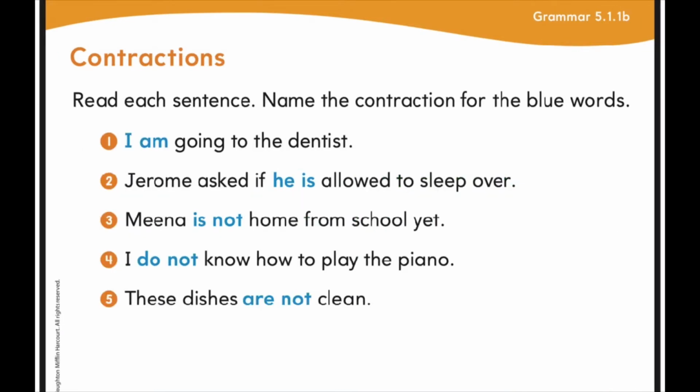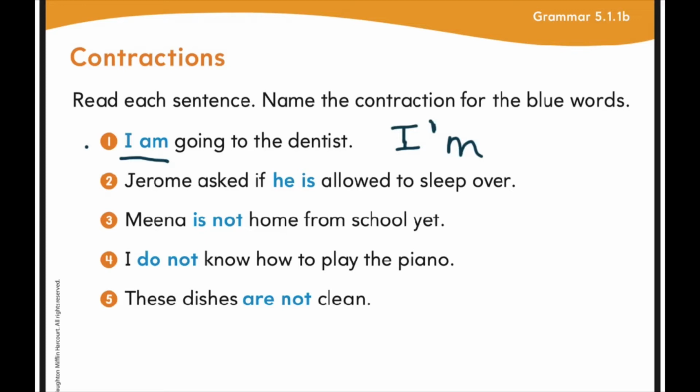We are going to practice making them into contractions now. So let's start here. It says, I am going to the dentist. So you can see I am is the two words we are going to make into a contraction. I am going to the dentist. So when we make that into a contraction, we say, I'm going to the dentist. Excuse my bad handwriting. I'm. So we took away the A, and we put the apostrophe there, and it becomes I'm.